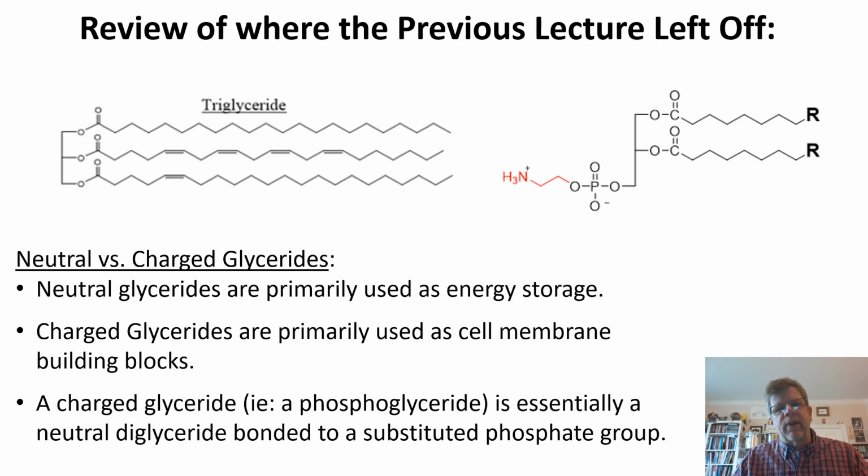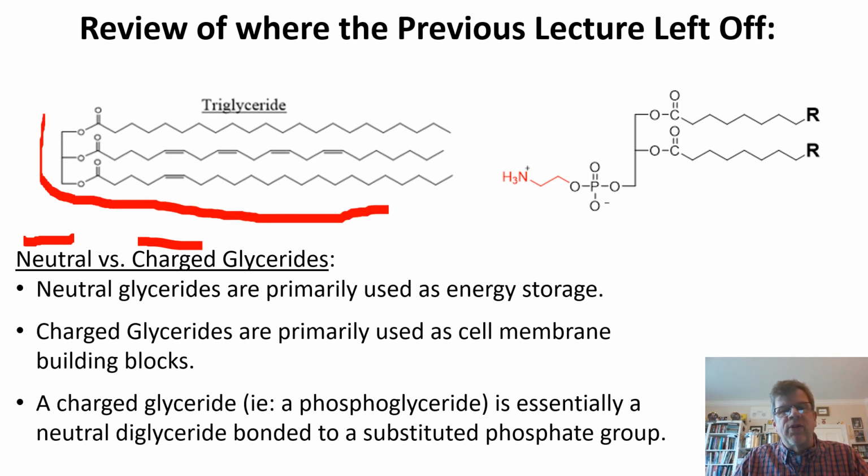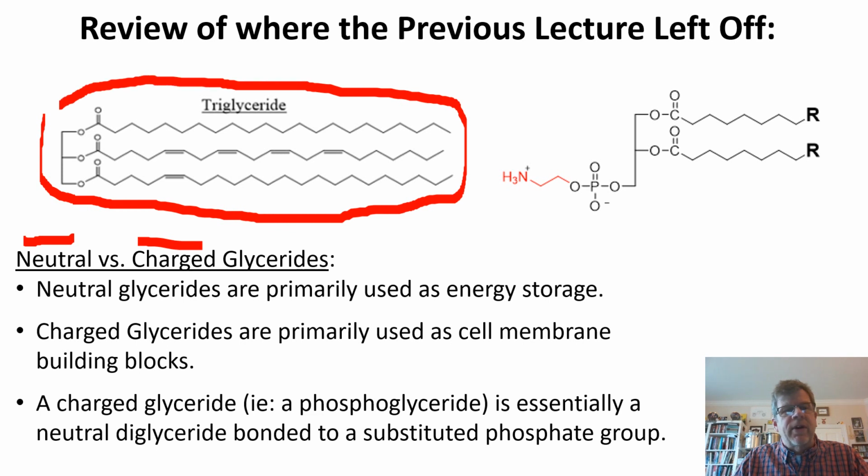Where we left off last time, we were talking about lipids and lipid structure, and specifically these non-traditional esters, which we are terming glycerides. These glycerides came in two forms: neutral glycerides versus charged glycerides. Our neutral glycerides were, as expected, neutral. They had no residual charge on them. An example here is a triglyceride. They had no charge whatsoever on it.